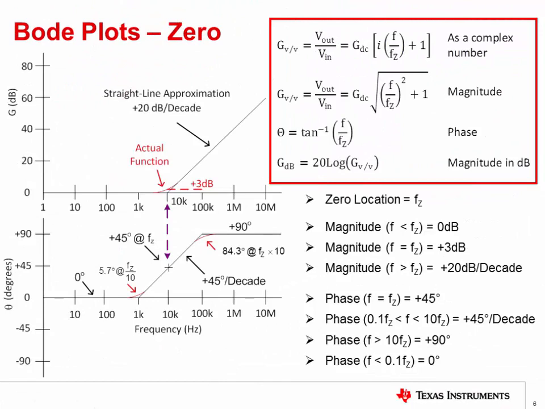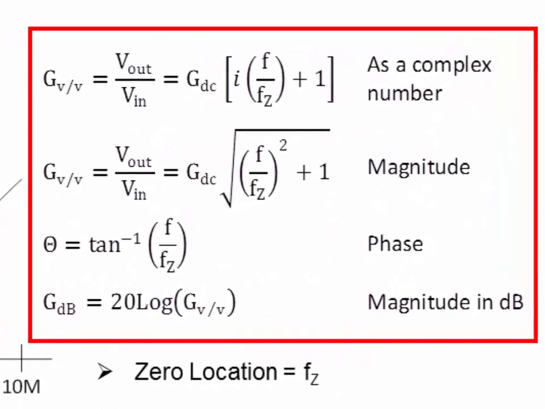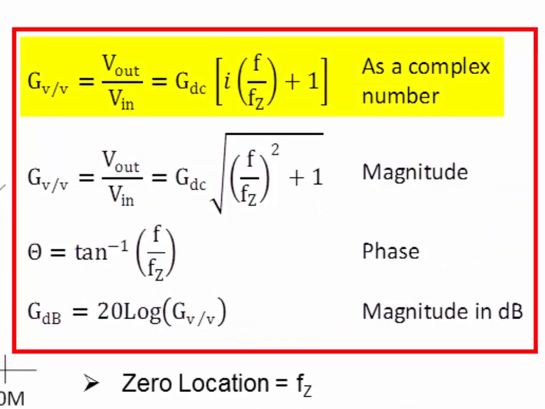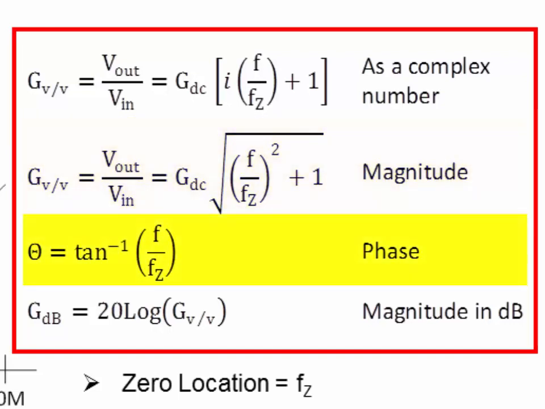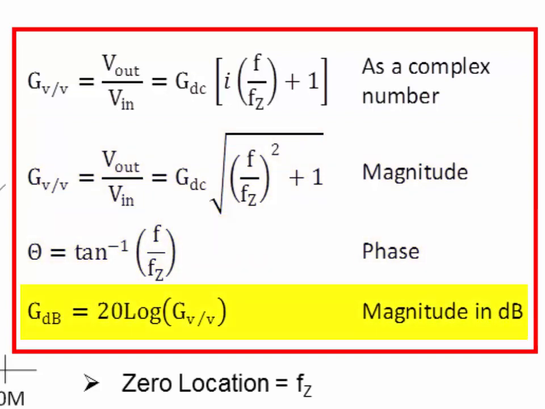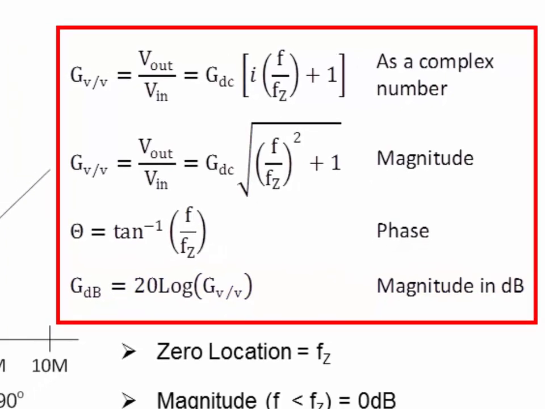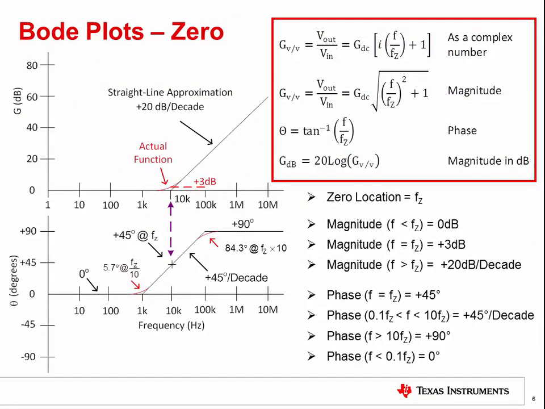This slide illustrates the equations for a zero and its associated response. Looking at the equations, you can see that the first equation represents a zero as a complex number. Complex numbers have a real and imaginary part. For practical circuits, the complex function is converted to a magnitude and phase. The second equation shows the magnitude, and the third equation shows the phase. Taking 20 times the log base 10 of the magnitude function gives the magnitude in dB. The equations were used to generate the Bode plot and phase plot.